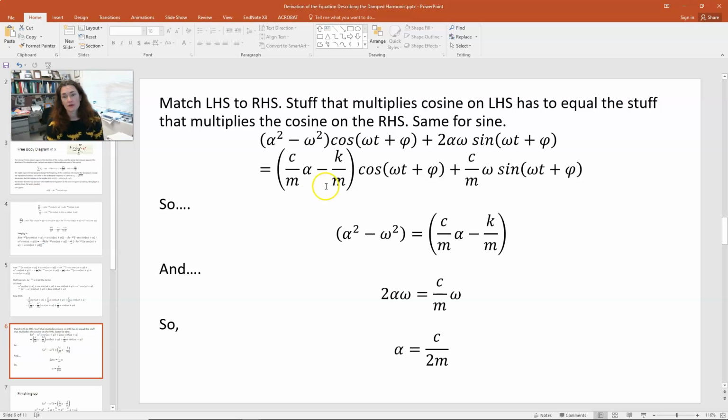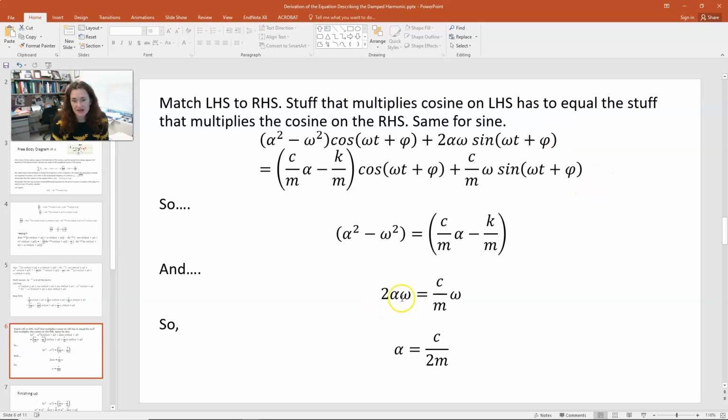Okay? So if I look at my left-hand side and my right-hand side cosines, for my guess to be true, that means that alpha squared minus omega squared has to equal c alpha over m minus k over m. Okay? And if I look at my sine on my left and my right-hand side, if my guess is true, that means that 2 alpha omega equals c omega over m. Okay, now that sine thing, that's easy to solve first, right?